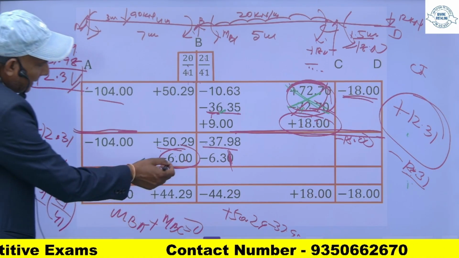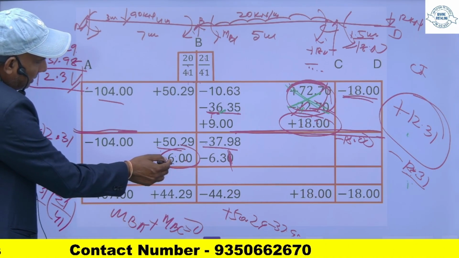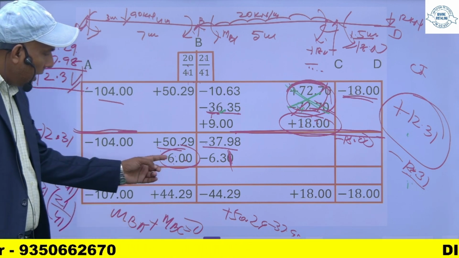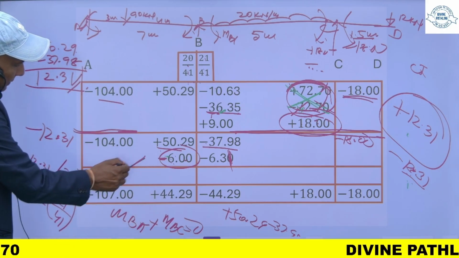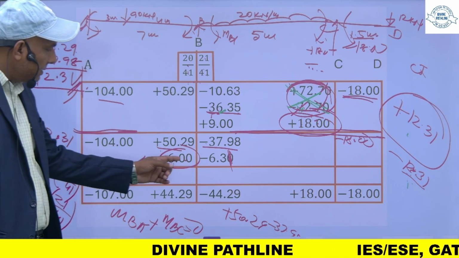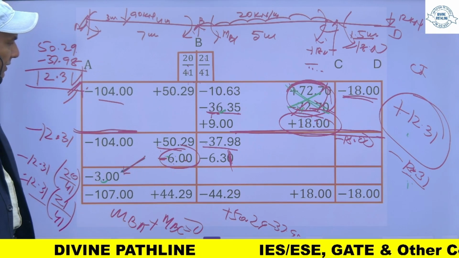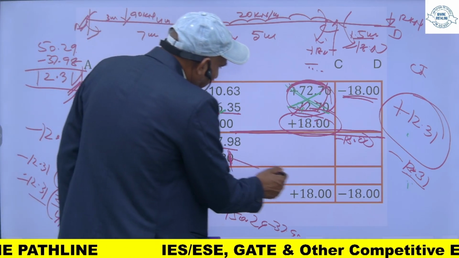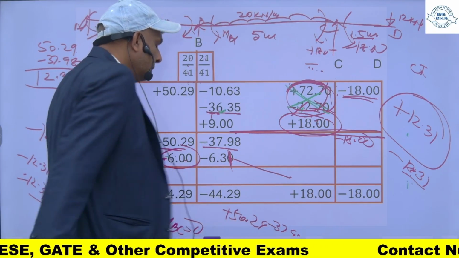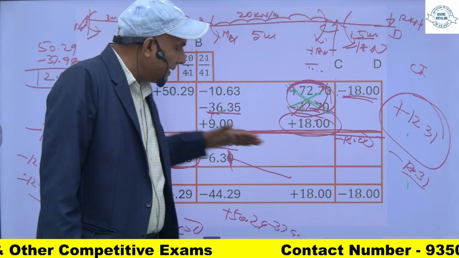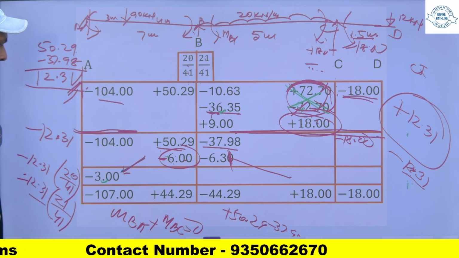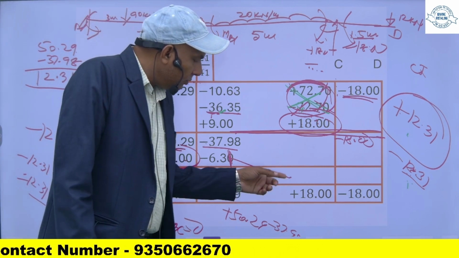And when you apply this correcting moment, you have applied this moment minus 6, so half of this will come here. Why? Because this end is fixed. When you apply this moment, half of this will come here, so it will be minus 3.0. Half of this will not come at this end, since this end is not fixed, it is simply supported. When the other end is simply supported, no carryover moment will be there. Carryover moment will be there only when the other end is fixed. So half of this will come here and no moment will be here.